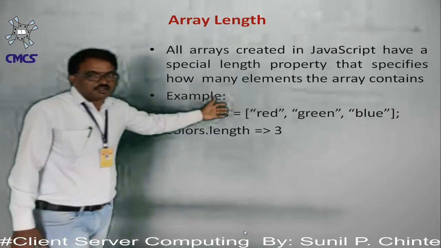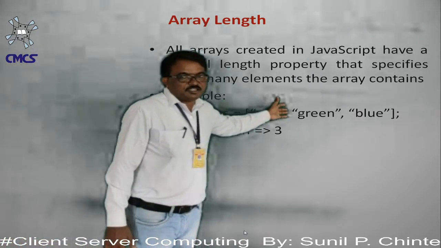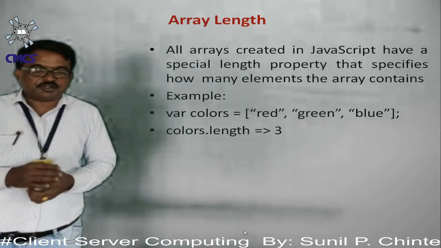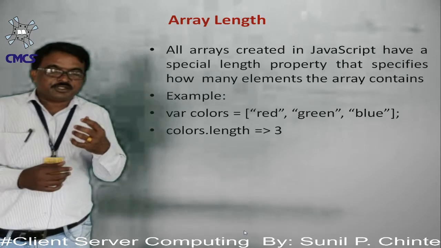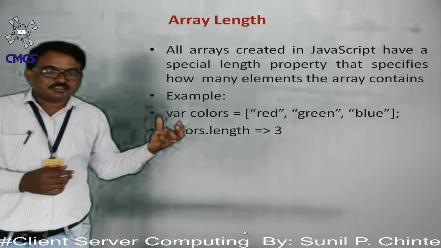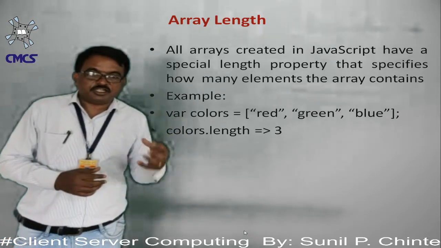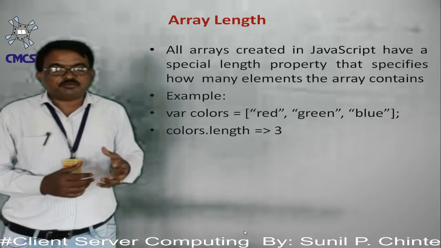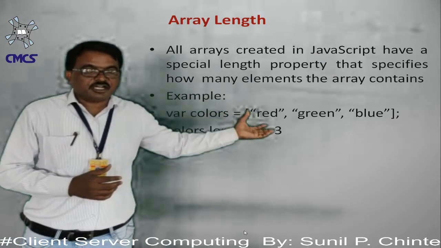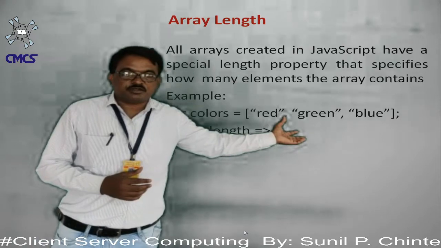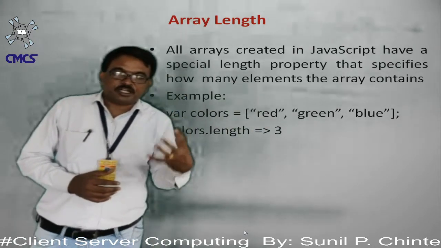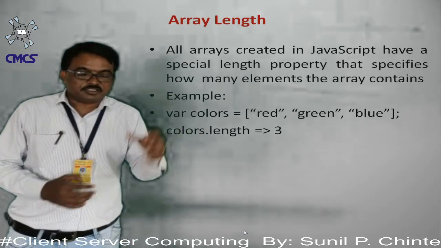In that array we have the elements red, green and blue, which are string types. Now, if you want to find the number of elements in an array, colors, we can retrieve the length of that array by using the length property: colors.length. It will return the value 3 because this array contains only 3 elements. Got it? Length is the property that gives the number of elements in the array.